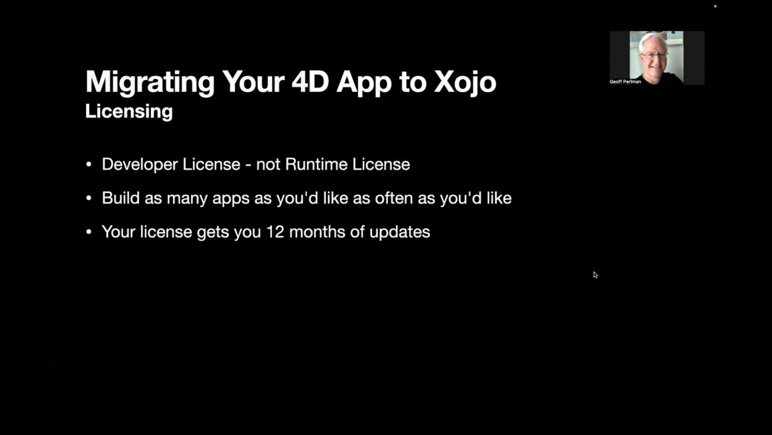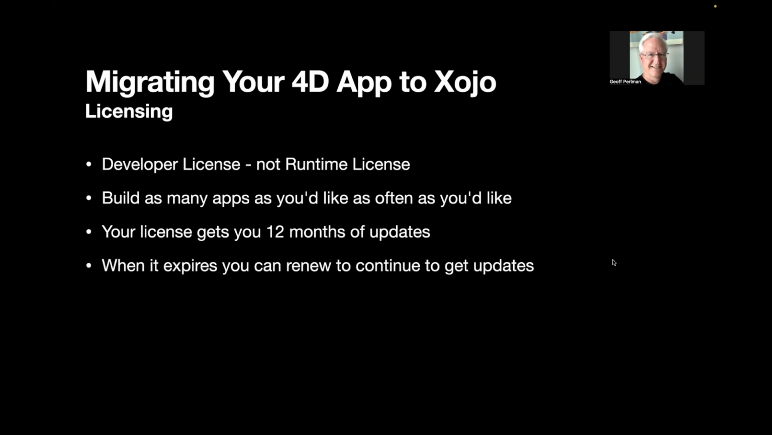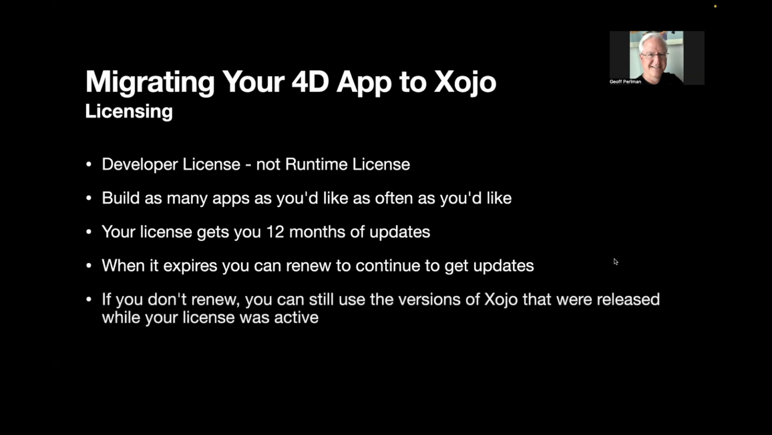And if you don't renew your license or your subscription, then you can still use the ones you have. You can still keep building apps with the versions of Xojo you've got. You just won't get updates. So that's how that works. Again, like a magazine. So when it expires, you'll renew to continue to get updates. And if you don't renew, you can still use the versions, like I said, that you had that were active while your license was active.